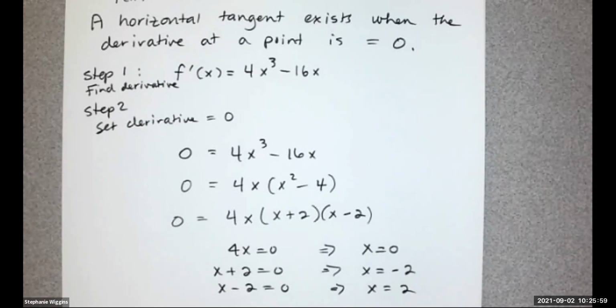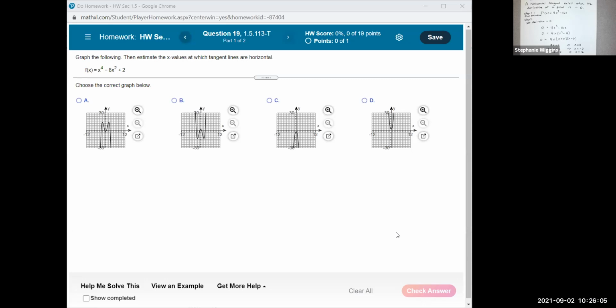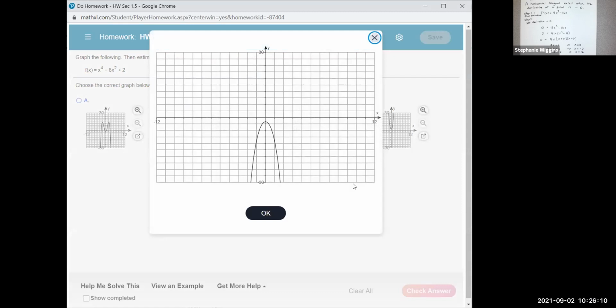So looking at this problem, you can see that here we only have one horizontal tangent. The horizontal tangents occur when you've got a maximum value or a minimum value. Here it's increasing and then it changes to decreasing, so at the top, the rate of change is 0. The tangent is horizontal at the peak here. But there's only one at 0, and we know that there's supposed to be one at 2 and at -2. So this is not the graph.